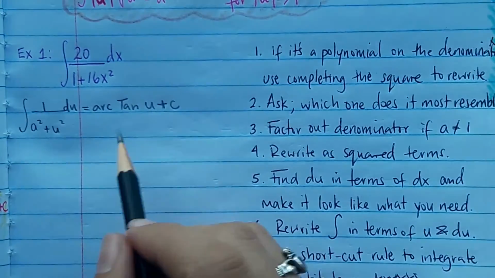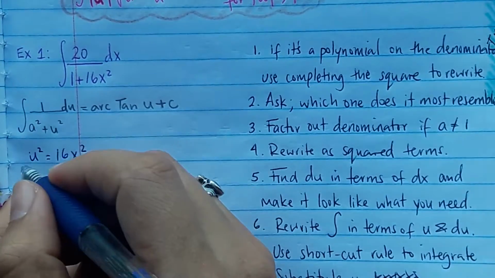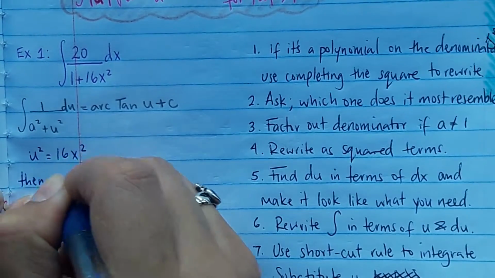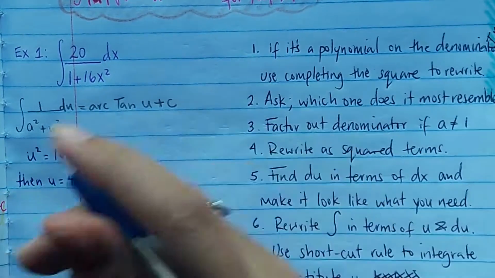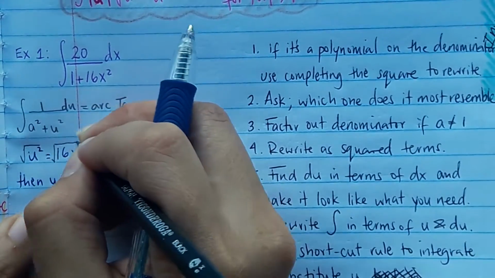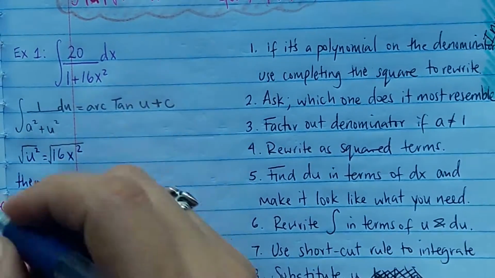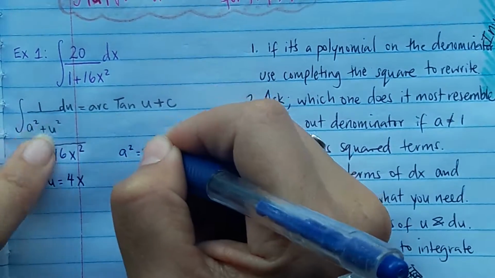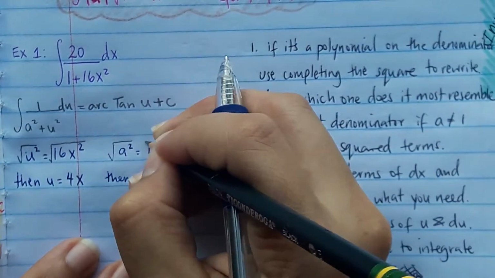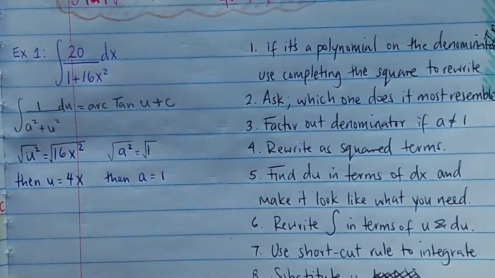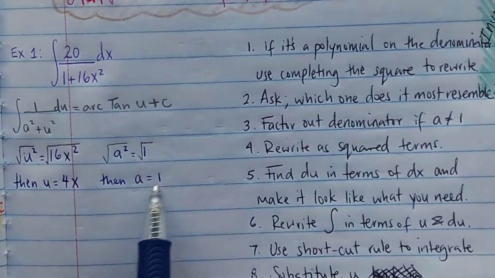The key thing is to make it look like this. So factor out the denominator if a is not equal to 1, which it is. So rewrite as a squared term. You know that u squared is 16x squared, then u has to be 4x, because we're taking the square root of both sides. And a squared is equal to 1, so take the square root of both sides and a is equal to 1. Since a is equal to 1, I don't have to worry about factoring out the denominator, so I can jump right into rewriting as a squared term.